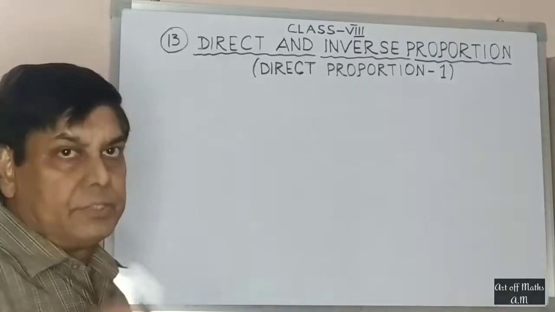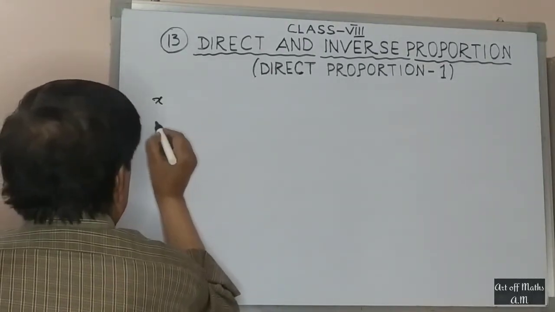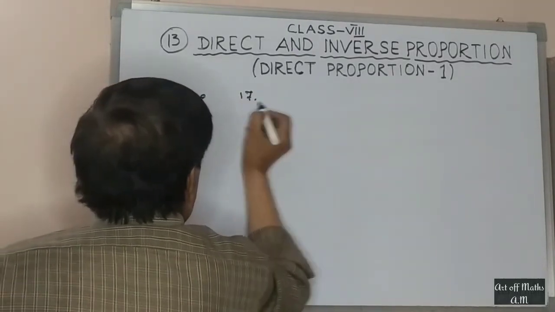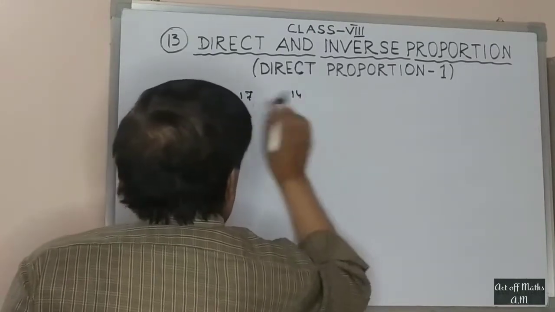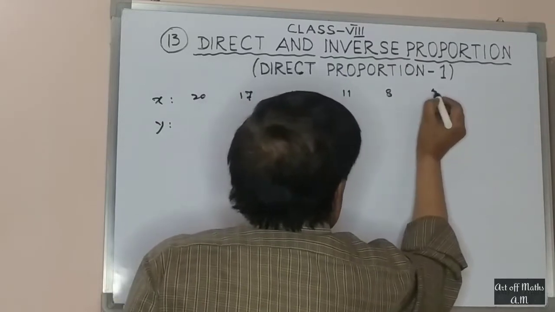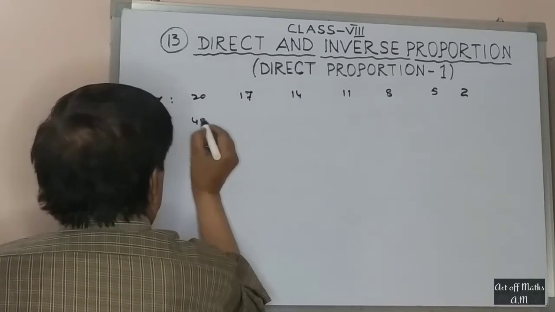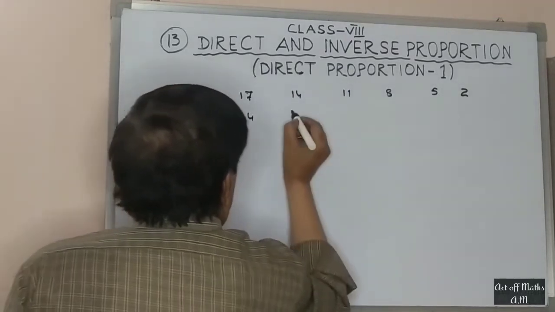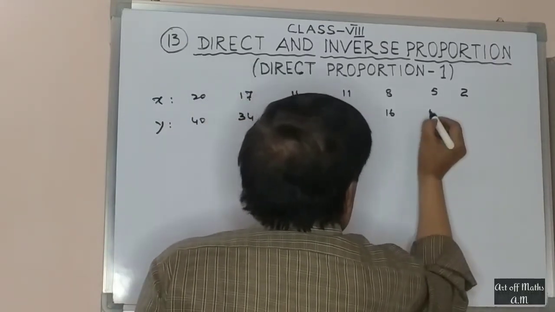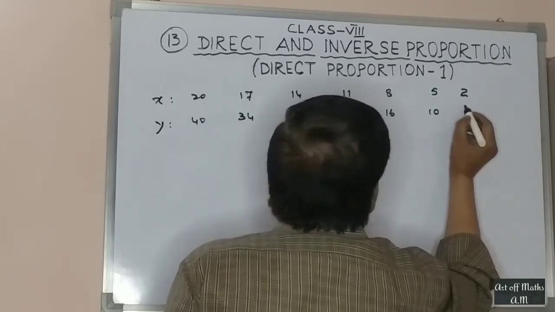Now, for example, x: 20, 17, 14, 11, 8, 5 and 2. y: 40, 34, 28, 22, 16, 10 and 4.